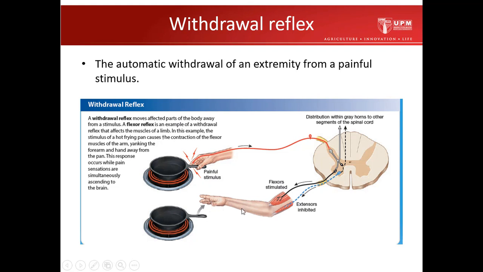So at the same time, the motor neuron to the extensor muscle is inhibited via the inhibitory interneurons. So you need to remember that the withdrawal reflex is much more complicated than the monosynaptic reflex. The distributions of the strength of the motor response depends on the intensity and locations of the stimulus.